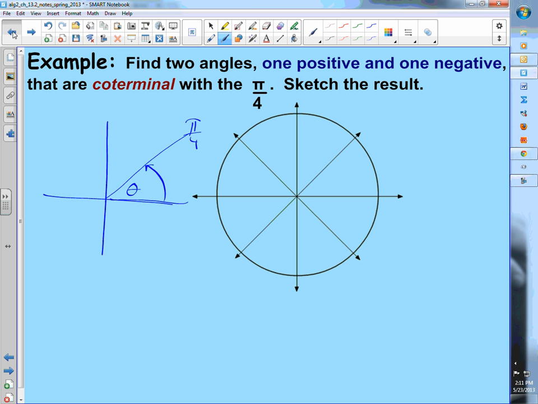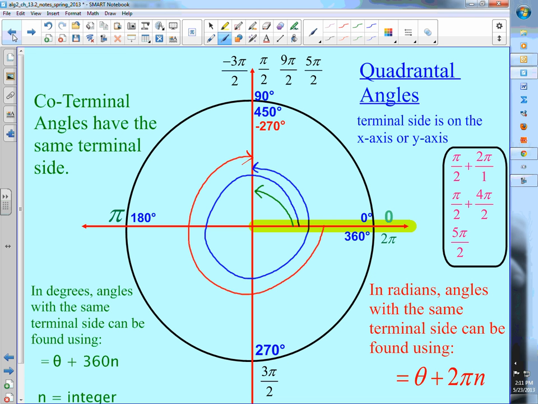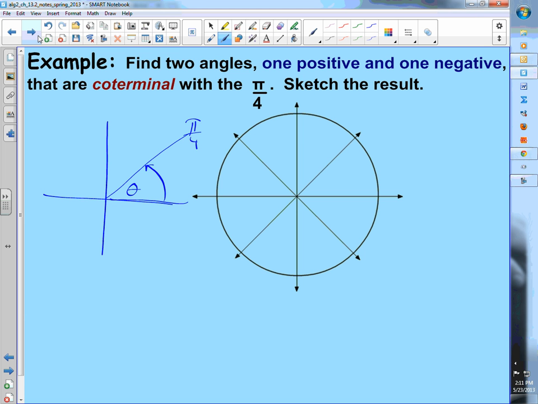Okay, let's go back. How do we do it? To find coterminal angles in radians, what do you do? Add 2 pi. So what's our angle? What angle are we working with? No, I'm asking which angle are we working with, literally? Pi over 4. How do we find a coterminal angle with that? And what's 2 pi plus pi over 4?